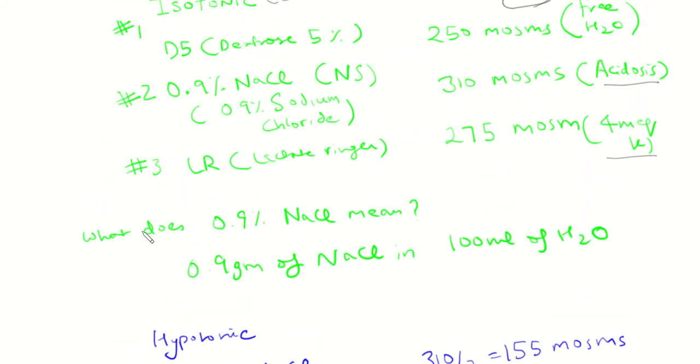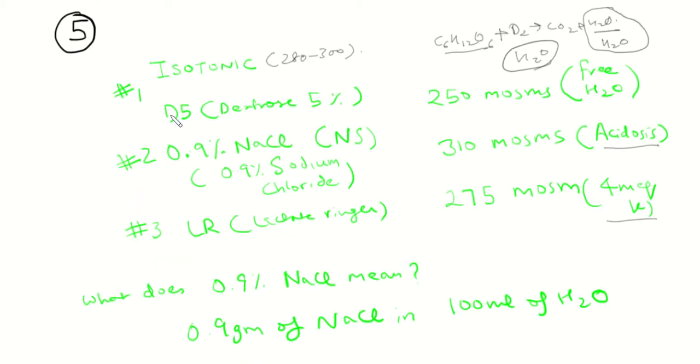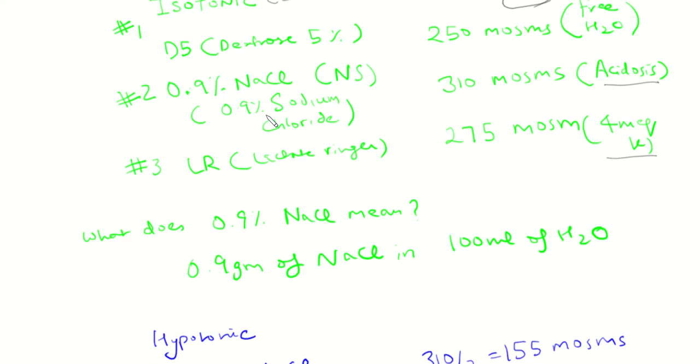Now, I want to make sure the terms are clear. What does 0.9% sodium chloride mean? That means there's 0.9 grams of sodium chloride in 100 mL of water. So tell me about D5. What does that mean? That means there's 5 grams of dextrose in 100 mL of water. Something to remember. When we do some mathematics we're going to use this, but this way you'll have a good idea of what it is.